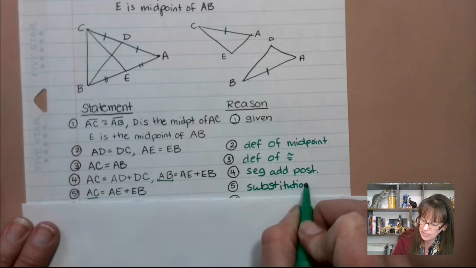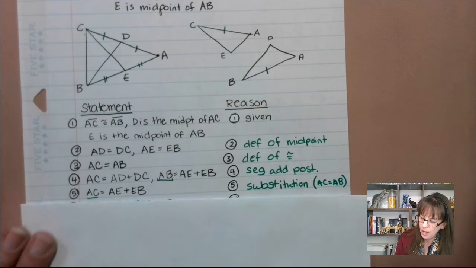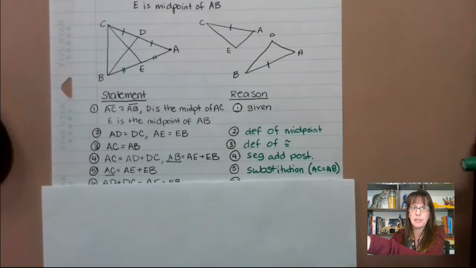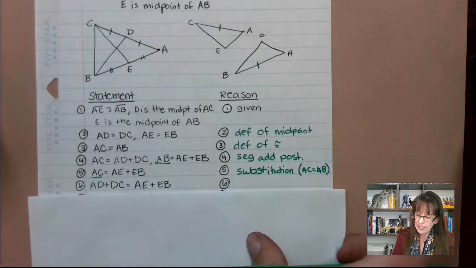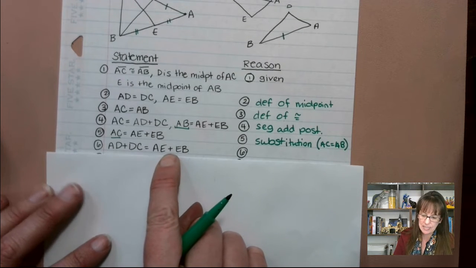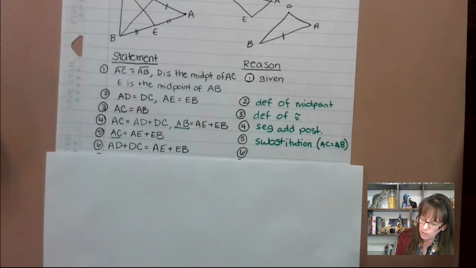Substitution. And you want to specify, you can say AC equals AB. Okay, so let's take a look at this other one. I'm going to try and back this up so we can get everything into the screen at the same time. But AD plus DC equals AE plus EB here. Okay, so looking at that guy, where did we get that from?